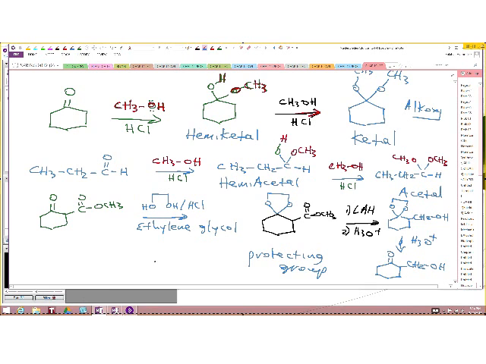Yes. This here? Oh, ethylene glycol. This here, the one with the diol. Okay, that's ethylene glycol.